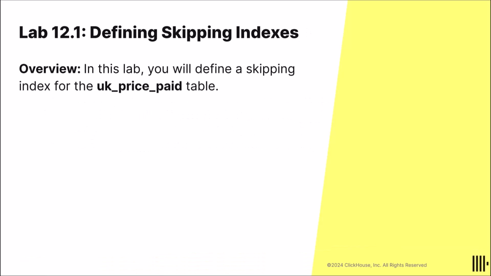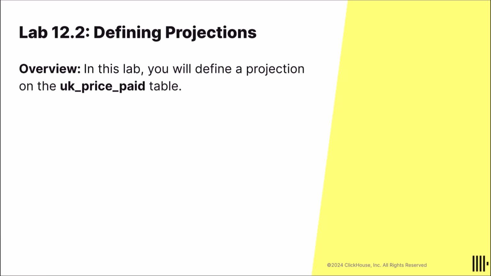All right, nice lab. You're going to define a skipping index on UK price paid, and then you're going to define a projection on UK price paid. These are fundamental concepts in ClickHouse, and I think it's really important that you understand how to use them.